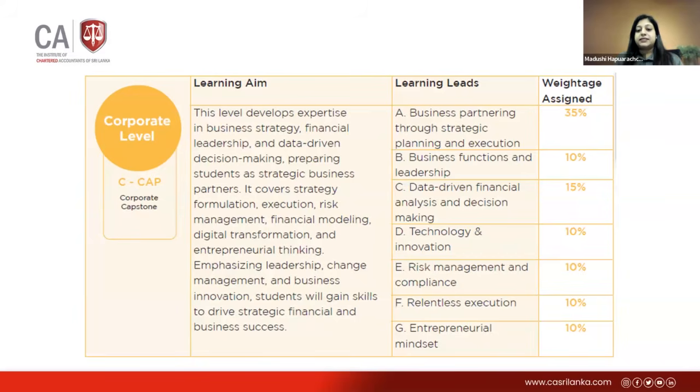So the first part is business partnering through strategic planning and execution, business function and leadership, data-driven financial analysis, technology innovation, risk management and compliance, event and execution, entrepreneurial mindset.